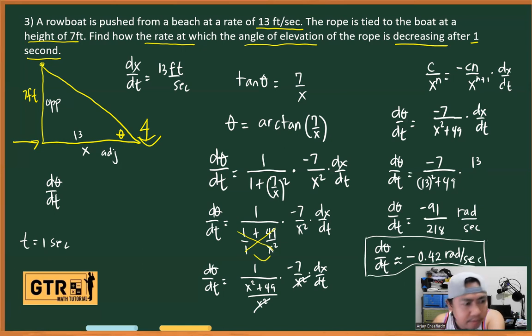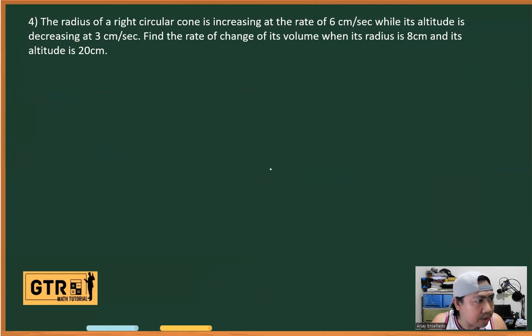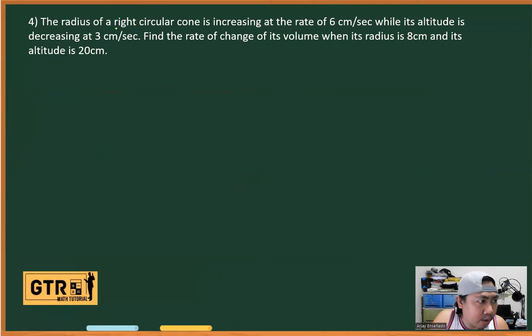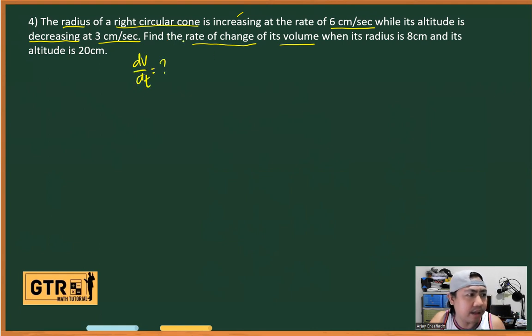Okay, so last number, number 4. So the radius of a right circular cone, ayan, meron tayong right circular cone is increasing at the rate of 6 cm per second, while its altitude is decreasing at 3 cm per second. Find the rate of change of its volume. So ang hinahanap natin, rate of change of its volume, dV over dt. So malinaw, yun yung hinahanap natin. Find the rate of change of its volume when its radius is 8 cm and its altitude is 20 cm.